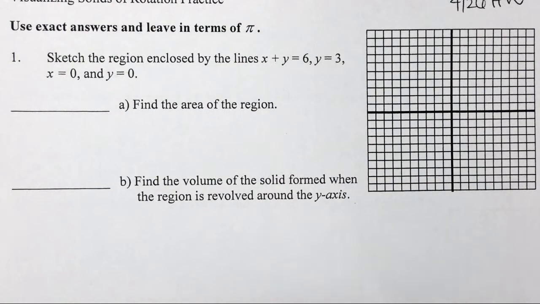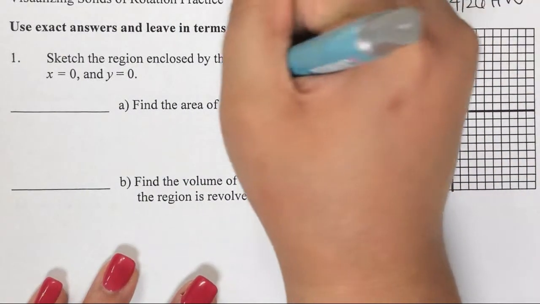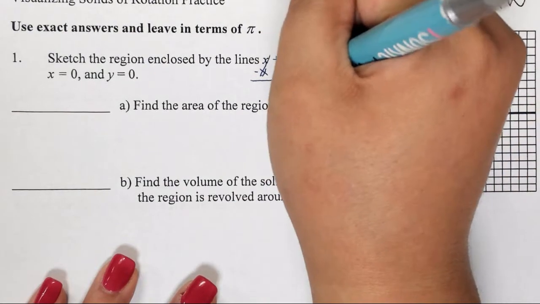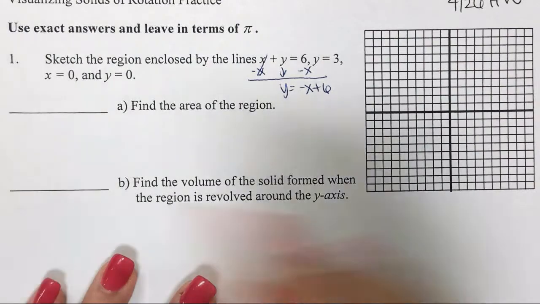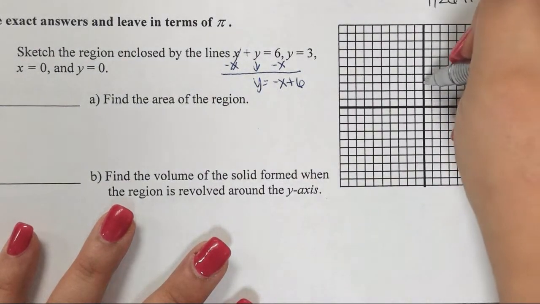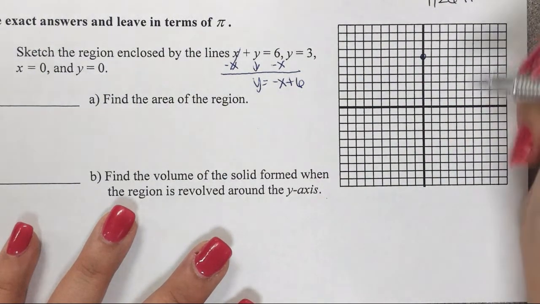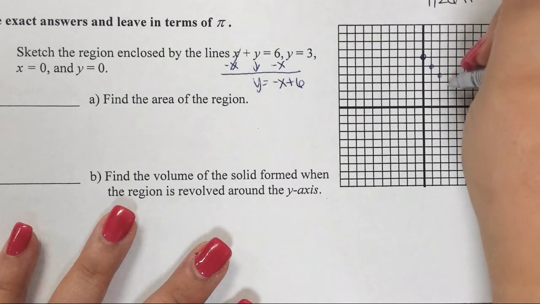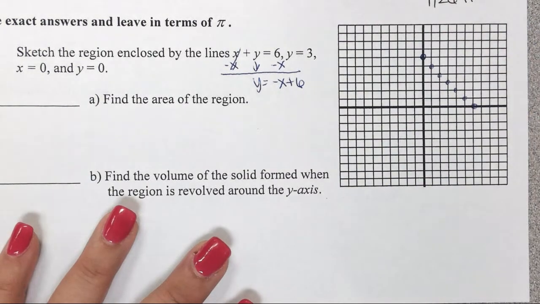So, it says sketch the region enclosed by the lines x plus y equals 6. I can't graph that because y is not by itself, so I'm going to get y by itself by subtracting x. I then get y equals negative x plus 6. How do I graph that? Start at 6, and then make it a down line. Am I going to go up or down? Down 1 over 1. And because I know what's about to happen, I'm going to stop at the x-axis.